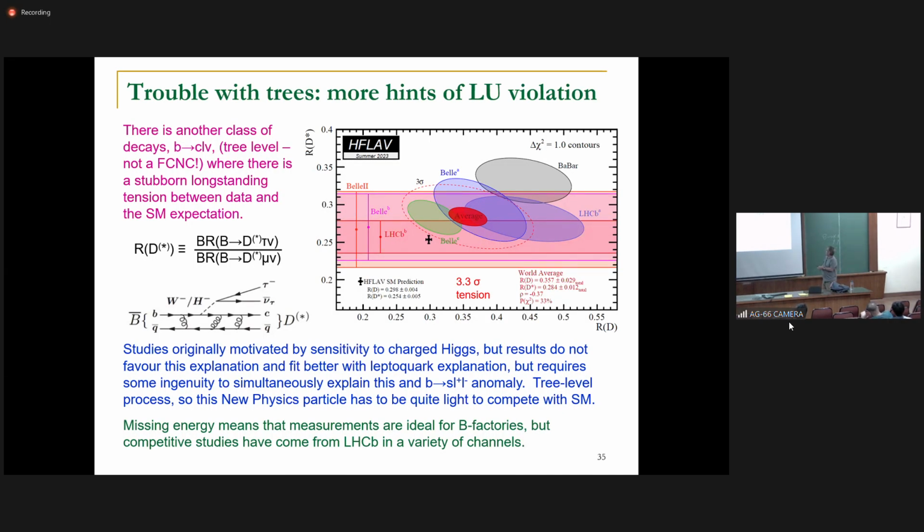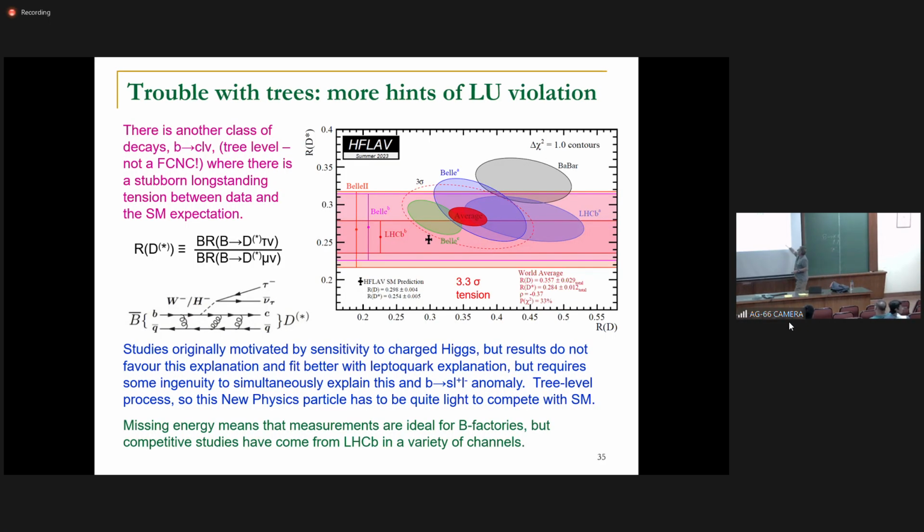So every time someone makes a new measurement, often the measurement is high, but it might be not as high as before, but the uncertainties come down and you're left with a 3 sigma tension. So this is certainly of interest. The original motivation was from the charged Higgs, but, and I'm not qualified to explain exactly why, the results, even though they're high, this is no longer the favored explanation. And people again talk about leptoquarks. You might imagine you could explain this simultaneously with the previous anomalies I've been talking about. People have tried that, but it's a struggle.